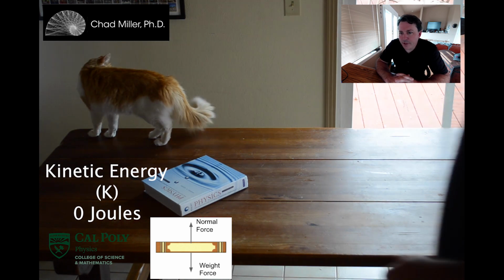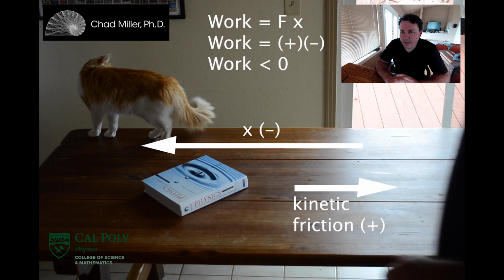Now, the force of friction was to the right, let's say that's positive, and the displacement, x, was to the left in the negative direction. And if we plug that into the work equation, force times displacement, the force is positive, the displacement's negative, and so we should get a negative answer for work.